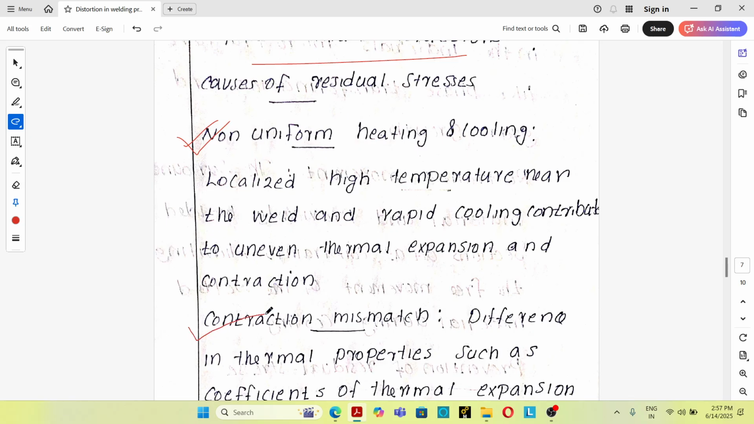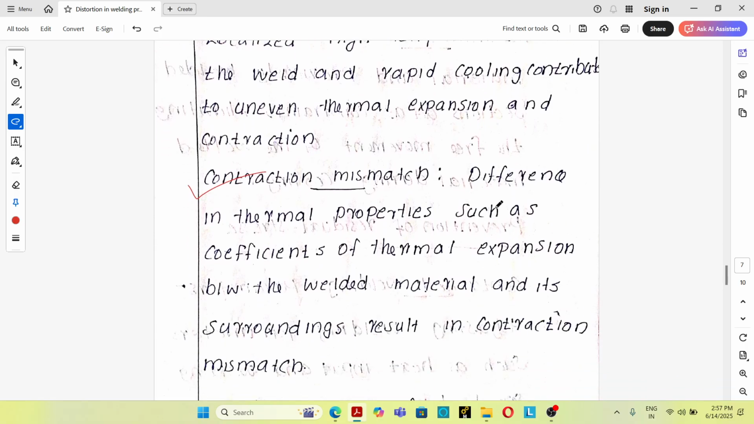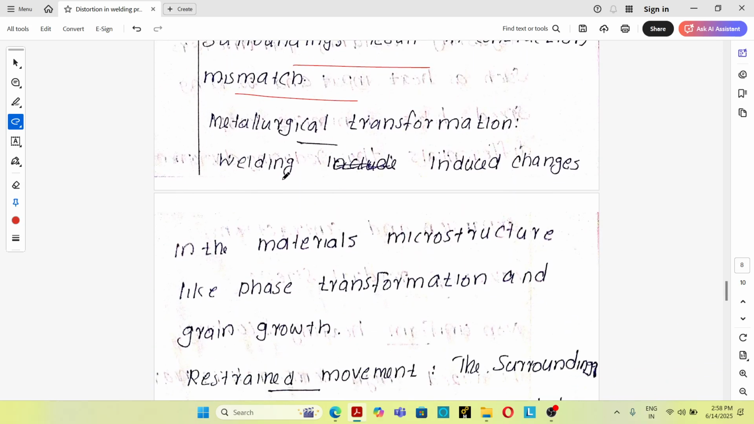Second one, contraction mismatch. See, difference in thermal properties of the material, such as coefficient of thermal expansion between the welded material and its surrounding result in the contraction mismatch. So contraction mismatch means difference in the thermal properties of the material that has been undergoing welding process. Then metallurgical transformation. See, during the welding process, the microstructure will be changing. Grain structure will be changing. That microstructural change also causes residual stress.